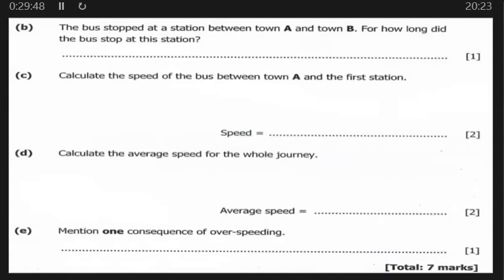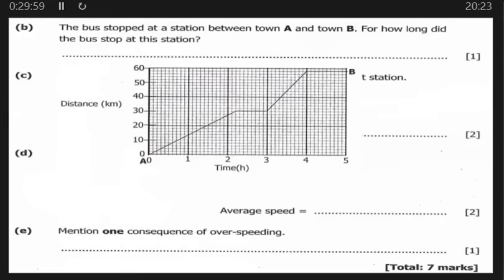The next question says, the bus stopped at a station between town A and town B. For how long did the bus stop at this station? So let's bring back our graph. So here is our graph. Now we want to know from the graph when the bus stopped. How will we know that on the graph the bus stopped? Where the graph is horizontal, that shows that the distance wasn't increasing, which also shows that the bus stopped there. When the graph is going like this, everything is changing. When it goes horizontal, it means distance on the vertical axis is not increasing while time is increasing. That means at that particular time, the vehicle stopped for some time.